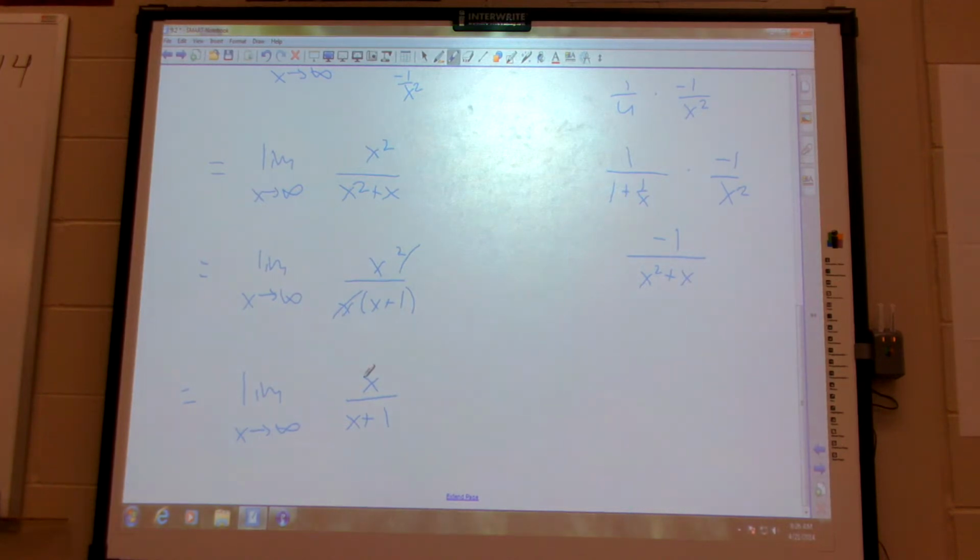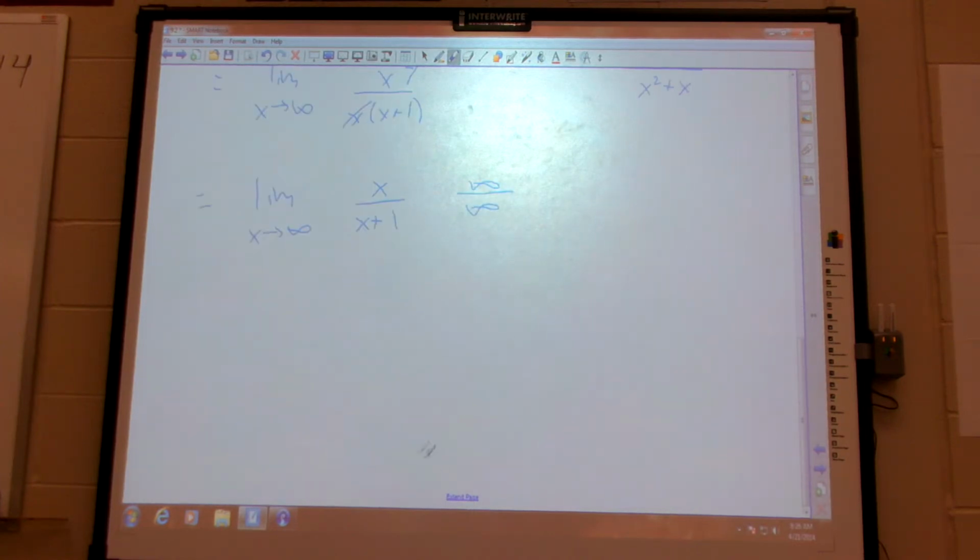A lot of work, a lot of room to make little mistakes. Better watch those derivatives. A lot of algebra though. Can I plug in now? No. What do I get? Infinity over infinity. Okay, so what do I do? Again, but this one's easier, right? What's the derivative of the top? 1. What's the derivative of the bottom? 1. So what's the limit of 1? 1. Don't circle that.